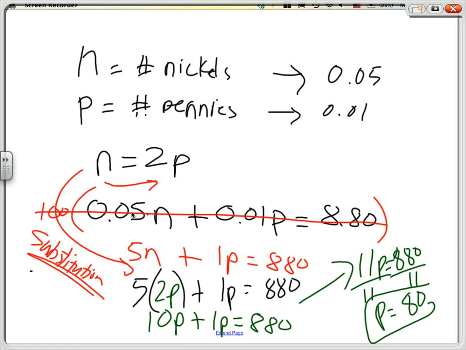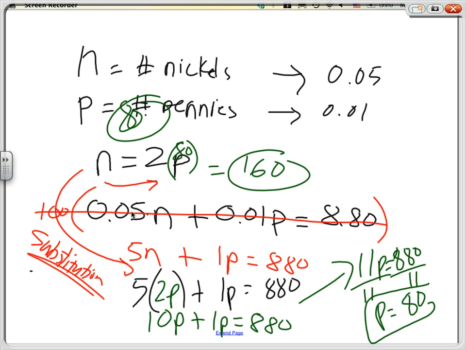And if you say, wait, what is p again? All you have to do is go back to the very top of the problem, where we said p represents the number of pennies. So 80 represents how many pennies? 80 pennies. And we know the relationship of nickels to pennies: nickels are always twice as many as pennies. So if the pennies are 80, how many nickels will I have? 160. And that's how we solve our problem.